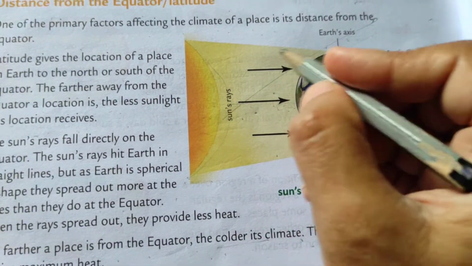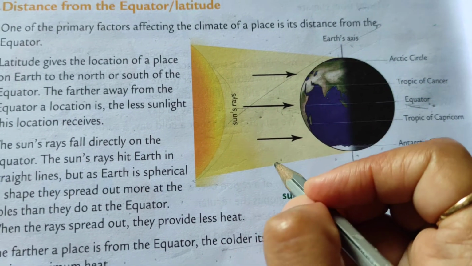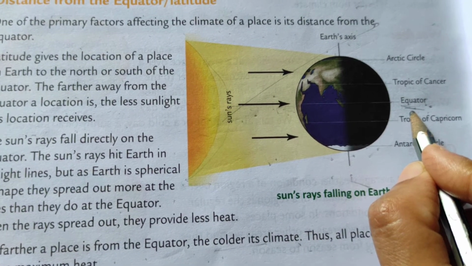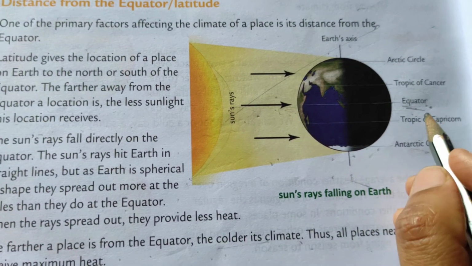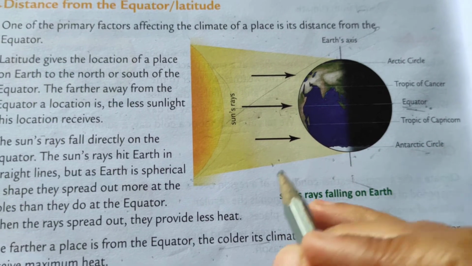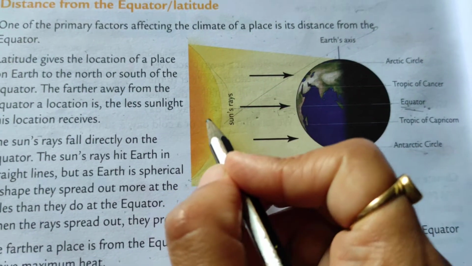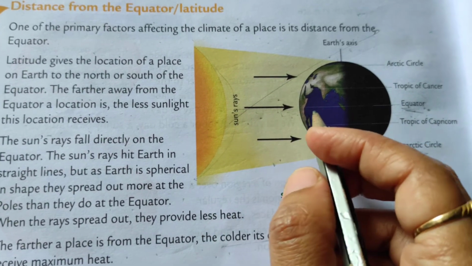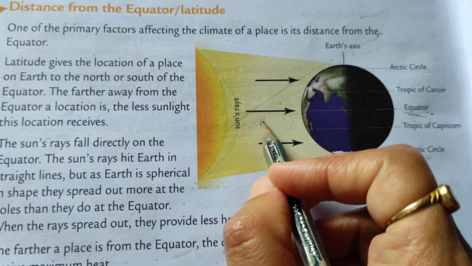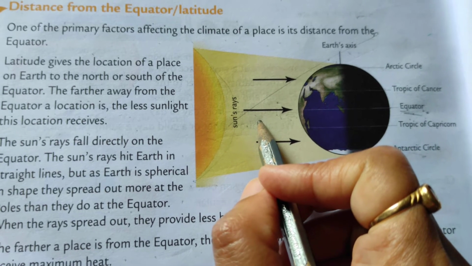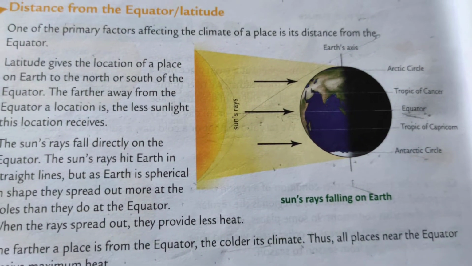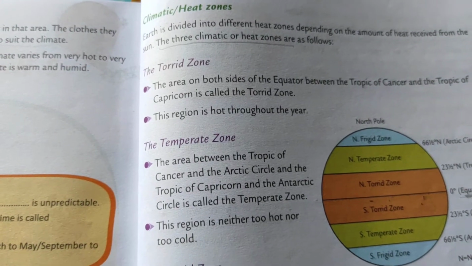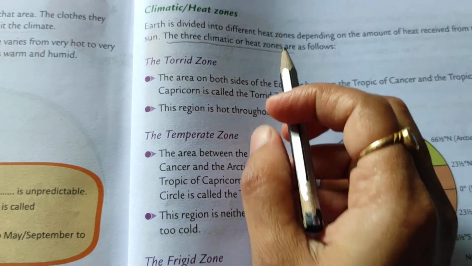Those countries that are very close to the equator receive a very hot climate, and those countries that are far away from the equator receive a colder climate, or cold climate. Now let's see the climatic and heat zones.